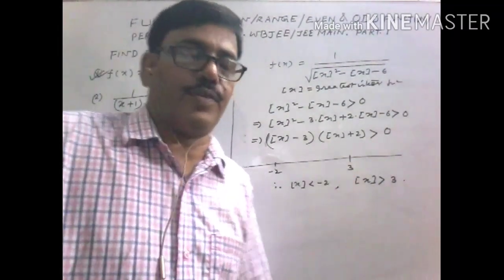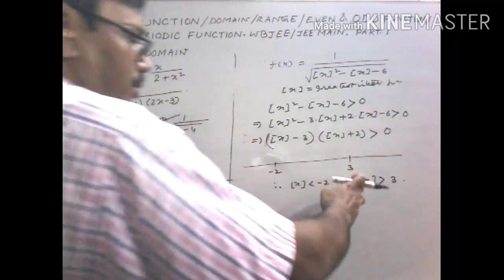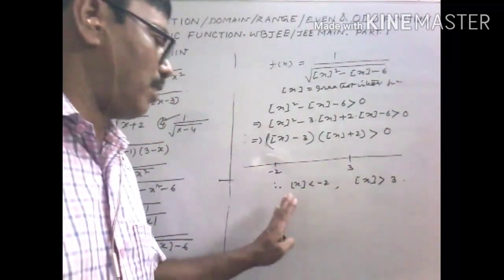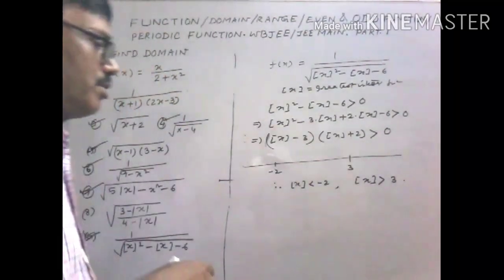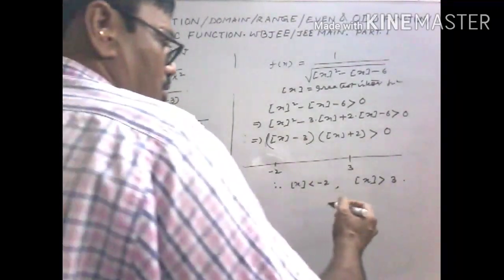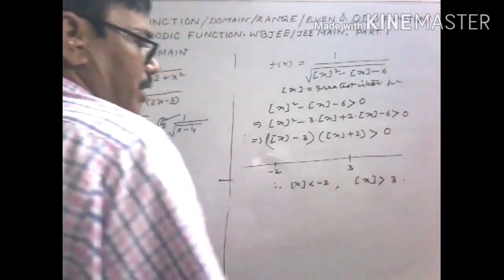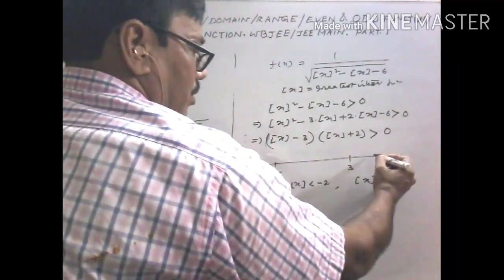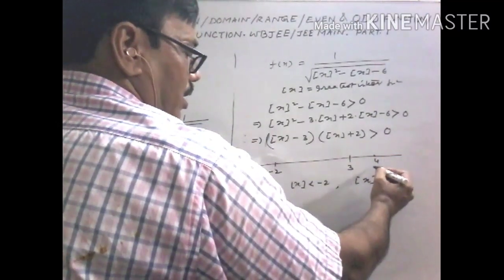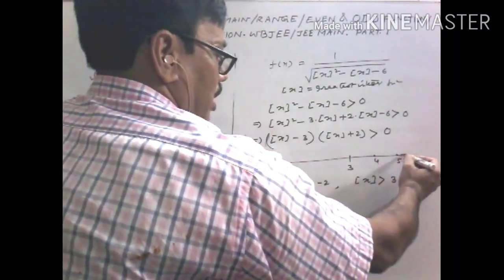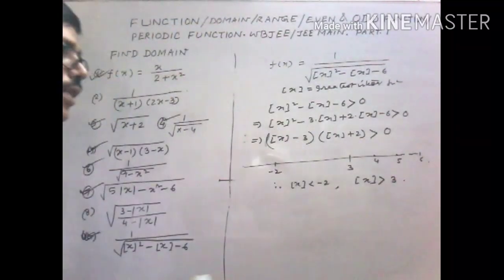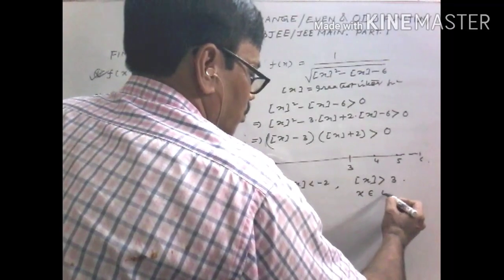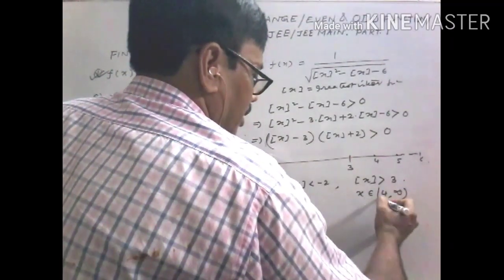So this is greater than 3. Third bracket x is greater than 3. Now we have to find the value of x. Domain means the value of x. So the third bracket x value is greater than 3, that is, the third bracket value is an integer. This means the third bracket x is 4, 5, 6, and so on. So we can write x belongs to 4 to infinity.